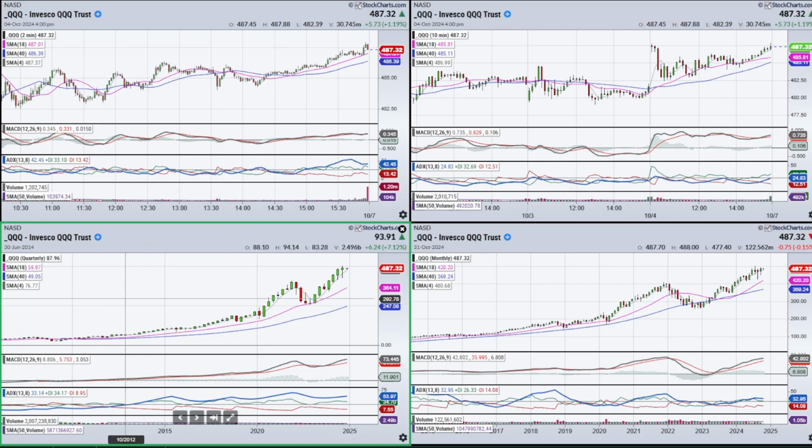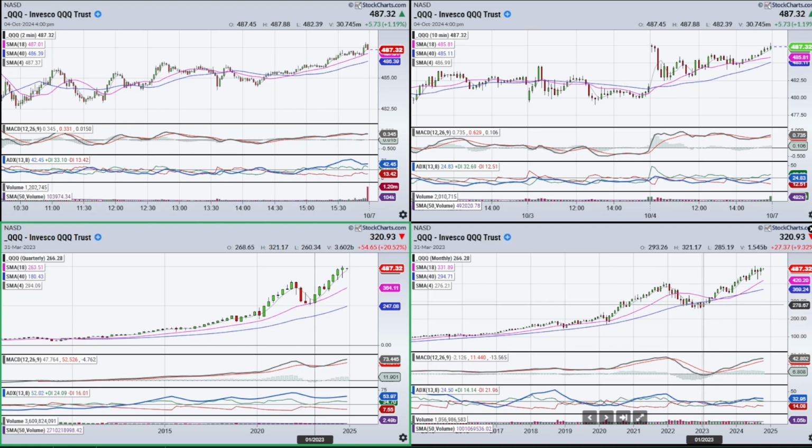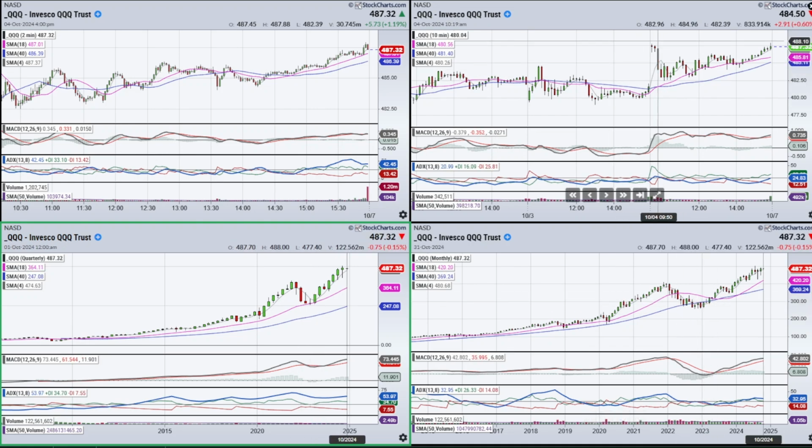Now, I'm going to give you just a few examples. I did this on purpose. On the bottom left, I've got the quarterly chart of the QQQ. In the bottom right, I've got the monthly chart. In the upper right, I've got a 10-minute, and in the upper left, I've got a 2-minute. I wanted to show how this is universal based on time frames, meaning if I can put 2 time frames side by side, I can read the market. I can see what's happening.